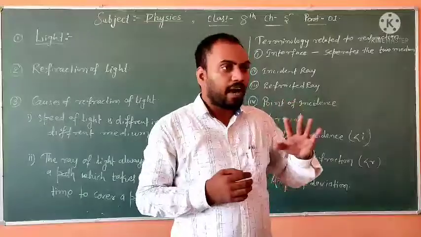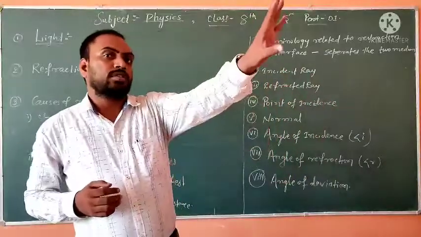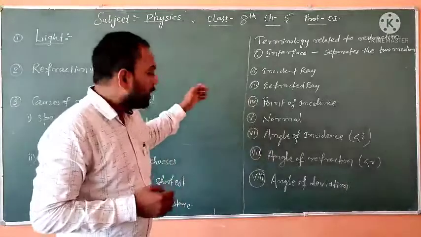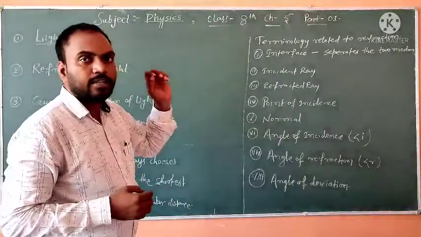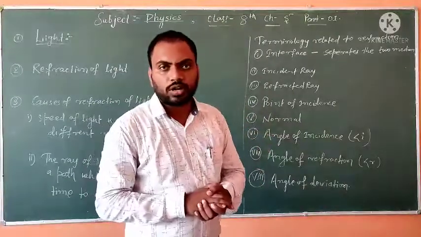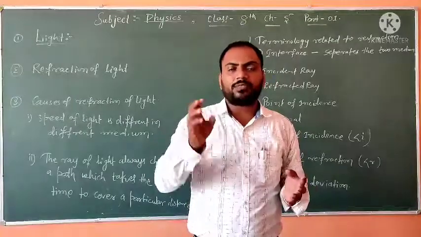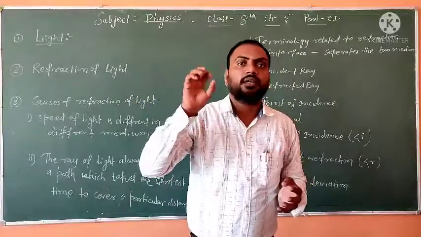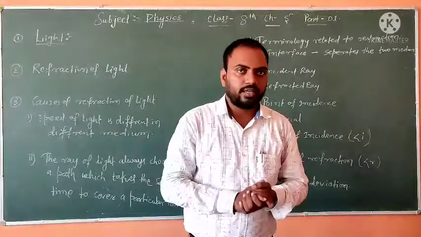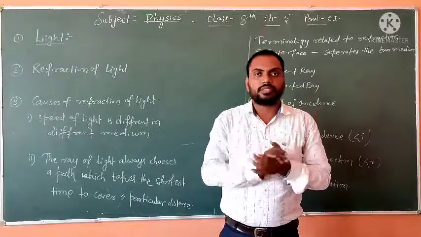If I am saying that this is a board, it means that somewhere from the source light is coming and falling on the board, and after reflection it comes to our eyes, so we are able to see any object. Basically, light reflected from any object causes sensation in our eyes to see the object. Dear, I hope you understand what light means.